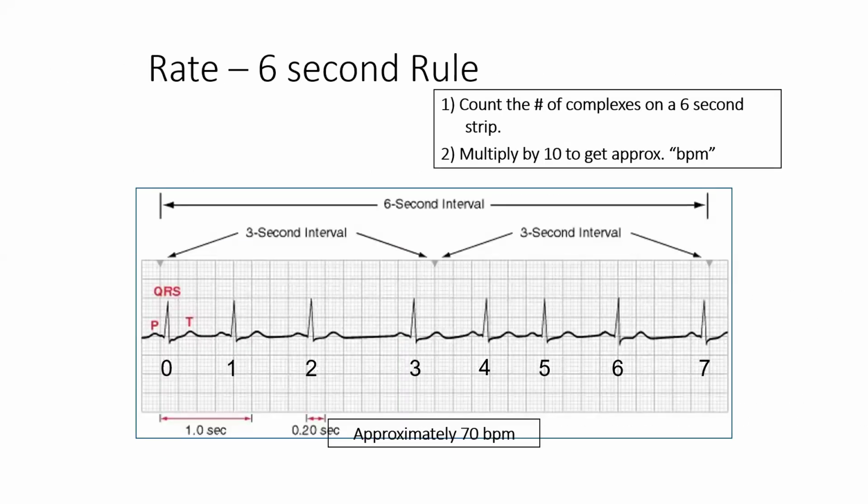Then the other one is the 6-second rule. With the 6-second rule, again, you will look at your ECG. Then you count 30 big boxes for you to get your 6 seconds. And then you count the RR intervals. Then you multiply by 10. Then you get your rate. So our rate here is approximately 70 beats per minute when you're using the 6-second method.